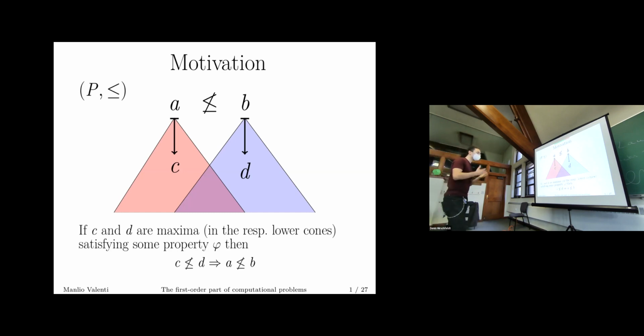In particular, if you could pick C and D in some relatively nice way, so they are maxima with respect to some given property phi, they are maxima in their respective lower cones, then proving that C is not below D would imply that A is not below B. So the idea is that if you could essentially reformulate the original problem in terms of simpler objects, then maybe proving a separation could be easier.